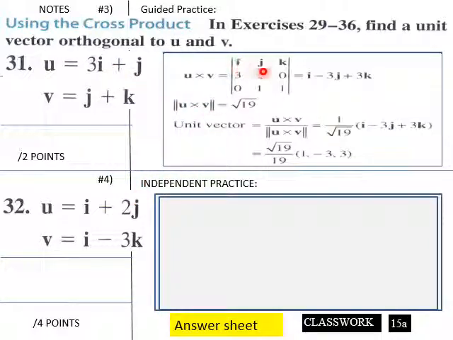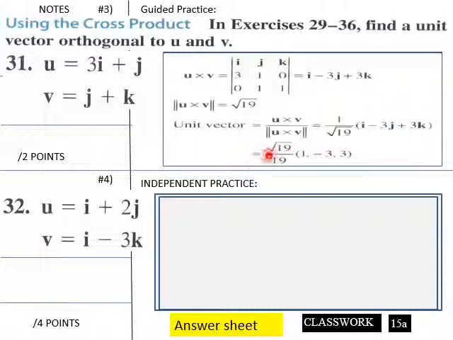So now we're going to find a vector that's orthogonal to it. So we have u times v, with i, j, and k. We have 3, 1, 0, then 0, 1, 1 for v here. And then when we do our cross multiplication, we come up with i minus 3j plus 3k. And then the length of u times v will come out to radical 19. So our unit vector will equal u times v over the length of u times v, which equals 1 over radical 19 times i minus 3j plus 3k.